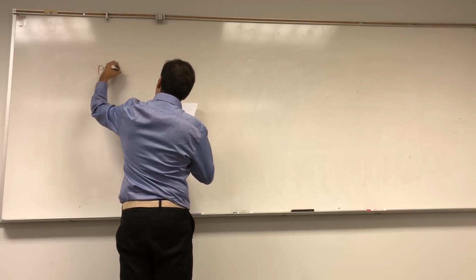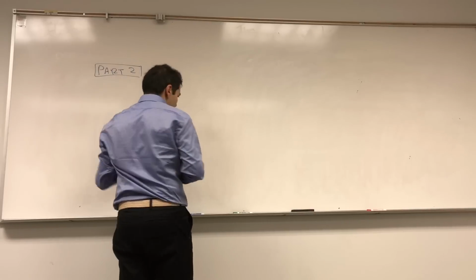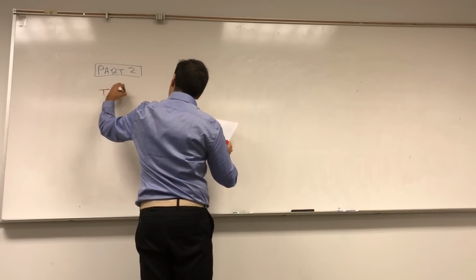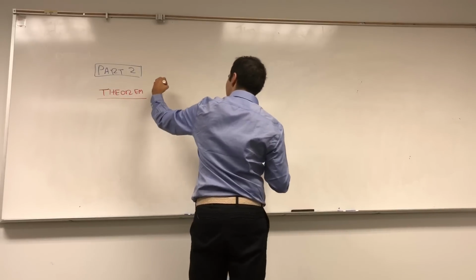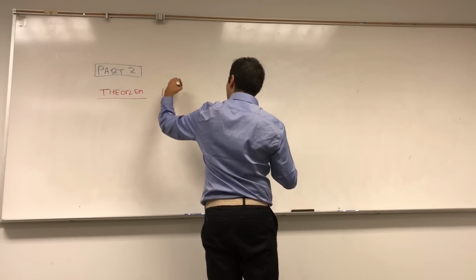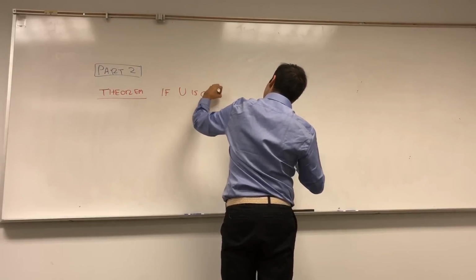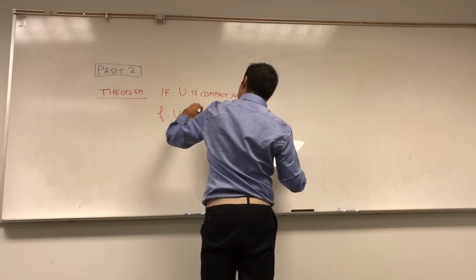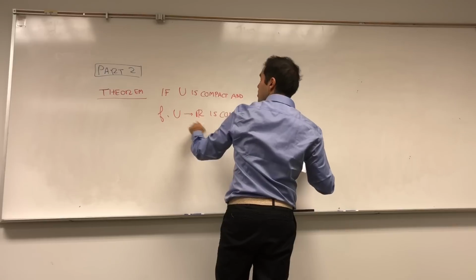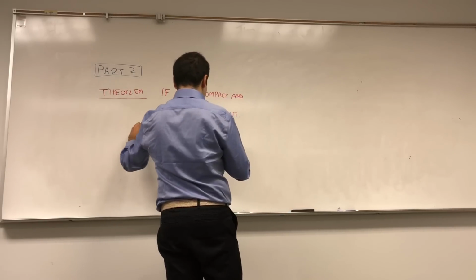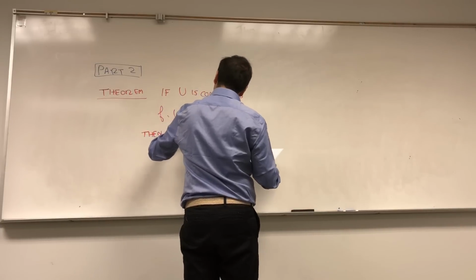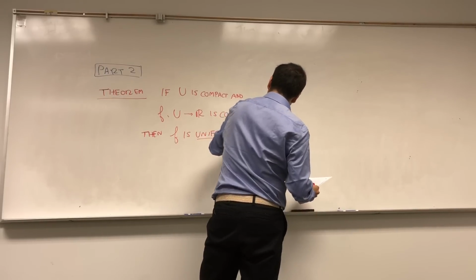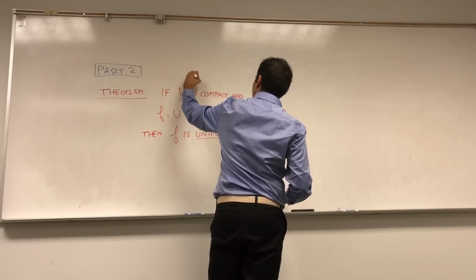So, part 2. Theorem. Maybe write it in red. Suppose you have a function from a compact set to the real numbers. So if U is compact, and you have a function f from U to, let's say, the real numbers that is continuous, you can generalize, it's not a problem. So it's continuous, then f is in fact uniformly continuous. And I forgot to say, U, let's say, is a subset of R^n. Doesn't matter.